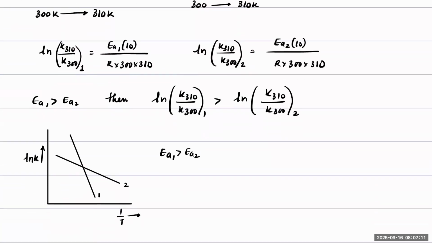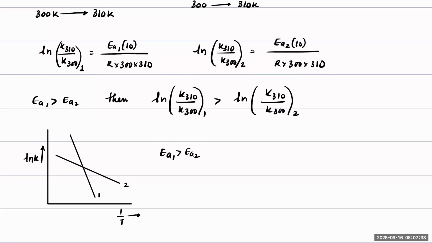Now there are two cases here. If EA1 is greater than EA2, then the log of K for the first equation, that is A to B, will be greater than C to D. Correct? Yes, when EA1 is greater than EA2. Okay.